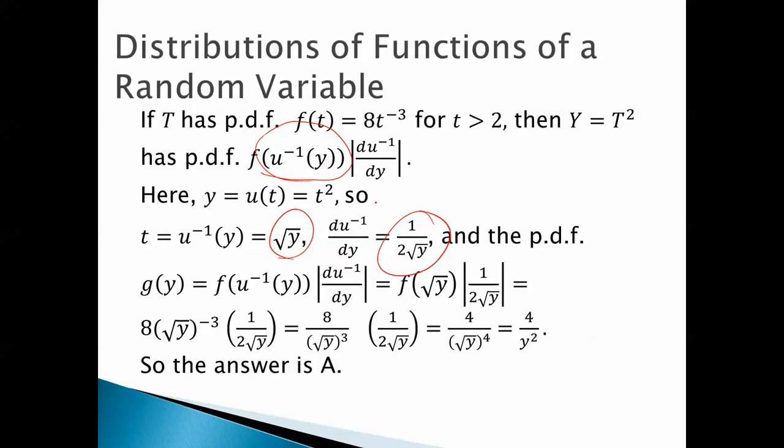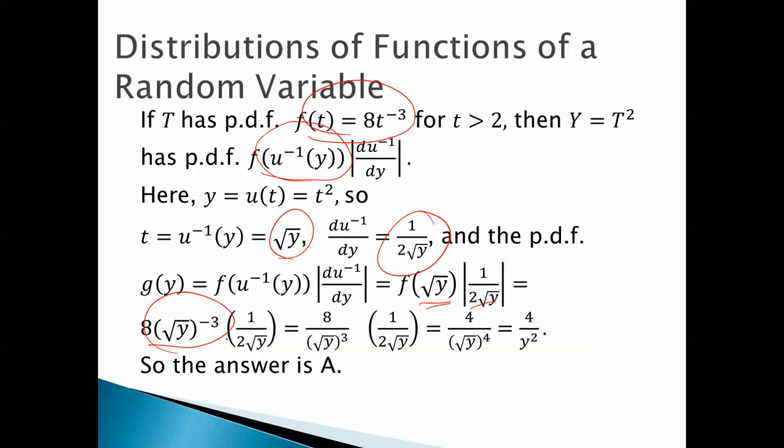So the PDF is going to be f of u inverse of y times the derivative of u inverse dy. In other words, it's f of square root y, because that's u inverse of y, times the derivative of u inverse, and that's 1 over 2 root y. Okay, so we get 8 square root of y to the negative 3, because if f of t is 8t to the negative 3, then f of square root y is going to be 8 square root y to the negative 3. And then we have this 1 over 2 root y factor as well.